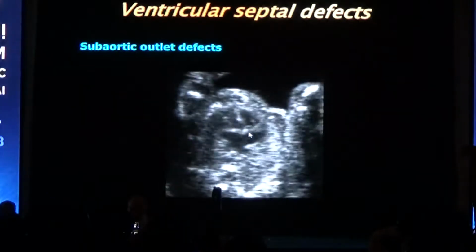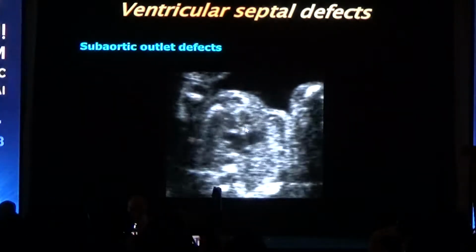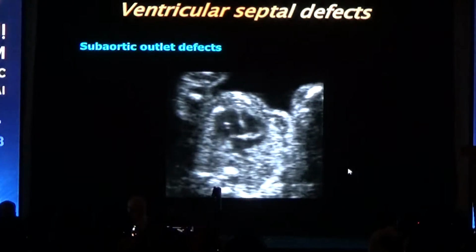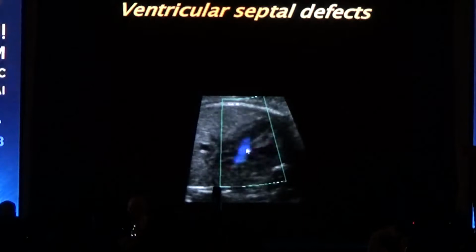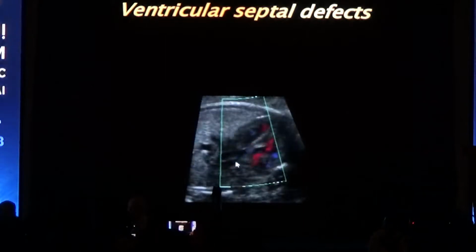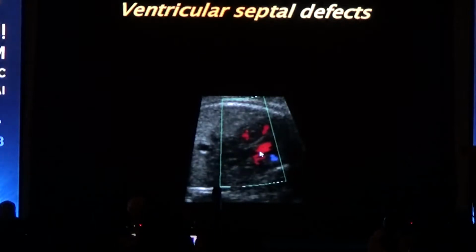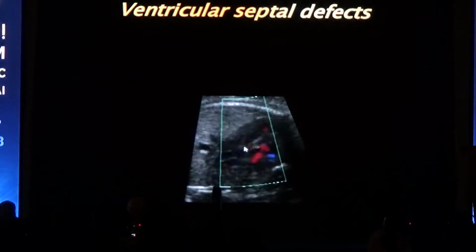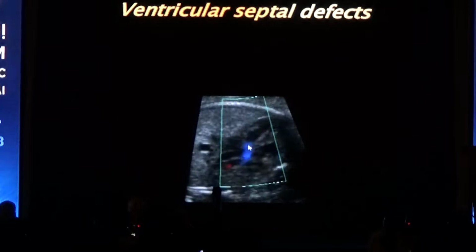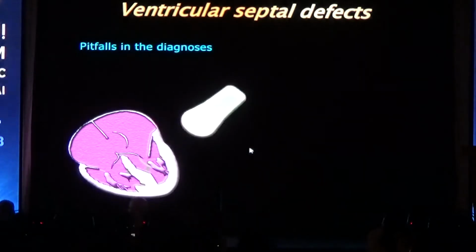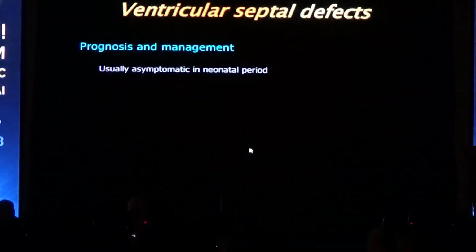Here we have one just under the aorta, a subaortic defect, the kind of thing you can see in babies that have tetralogy of Fallot. Here's another one. You can see the left outflow tract. This is in blue, and under the blue you see this little red jet, which is just coming over here, and so you have a defect just under the aorta, a subaortic defect. Now I'll show you this pitfall here, so I'm going to skip that.